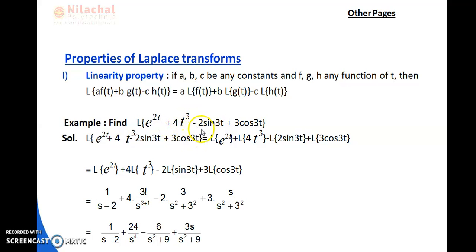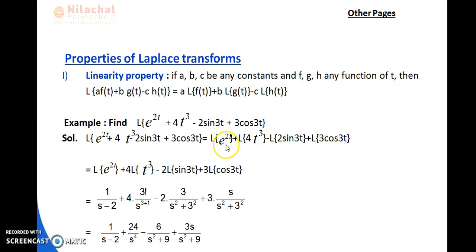Okay, so example: find Laplace of e to the power 2t plus 4t cubed minus 2 sin 3t plus 3 cos 3t. So here, how can we apply this linearity property? The linearity property says that Laplace can be applied to each function. There are 4 functions here: one is e to the power, another is t to the power, another sin at, another cos at. So you can write Laplace of e to the power 2t, Laplace of 4t cubed, Laplace of 2 sin 3t, Laplace of 3 cos 3t.